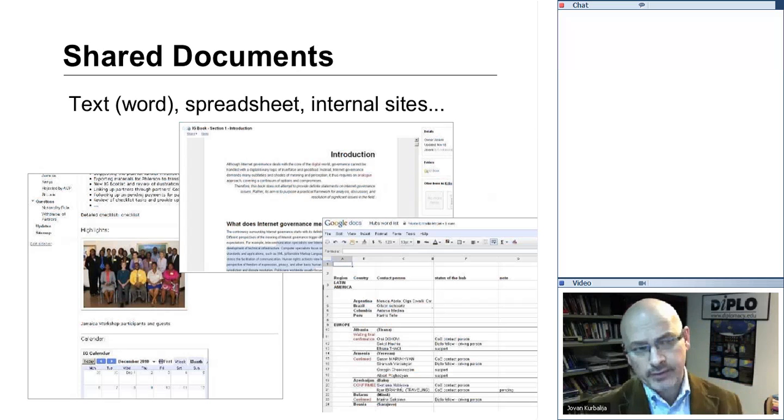And we have also here the example of the use of spreadsheets, especially when addresses or numbers are negotiated in the conference rooms.